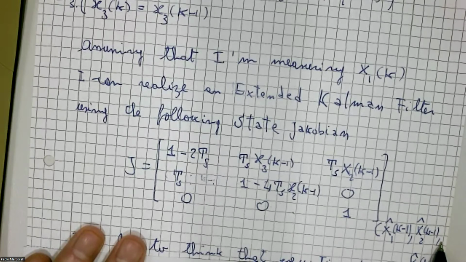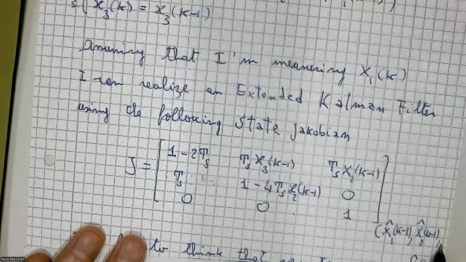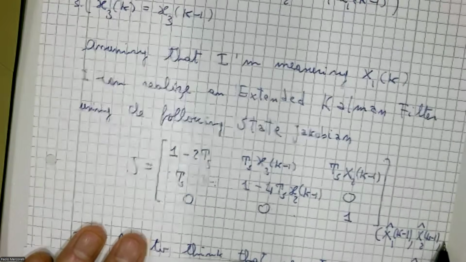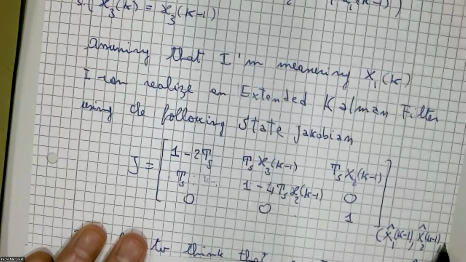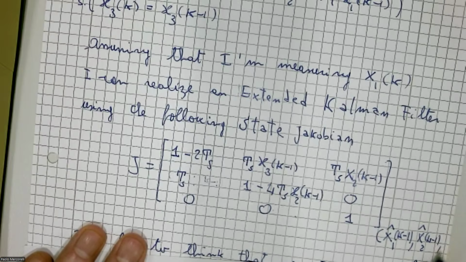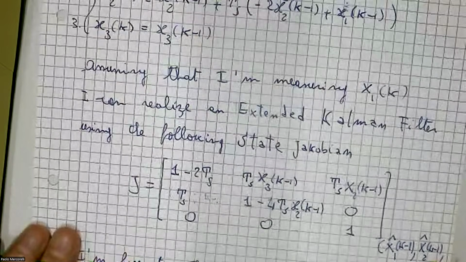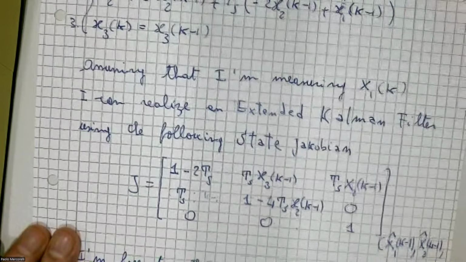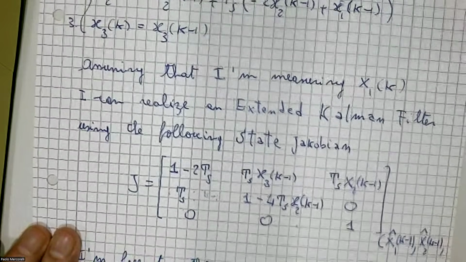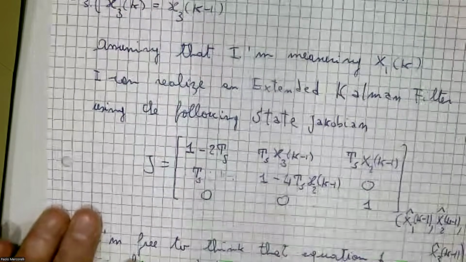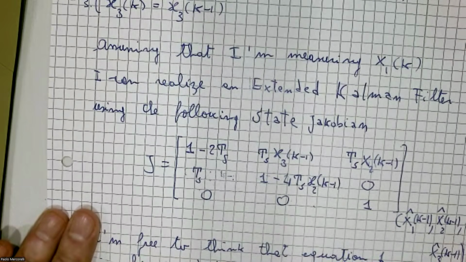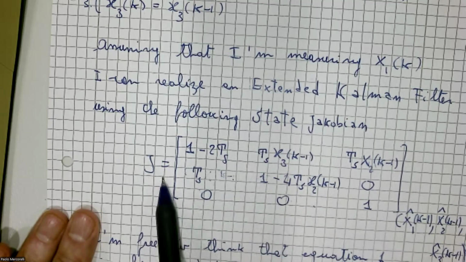It's not visible, but we also have u of k minus 1. It's not visible because I don't have space, but the comma indicates u of k minus 1. Excuse me, x3 of k minus 1, and I forgot to write u of k minus 1 because it could appear. In this case, it doesn't appear. Excuse me, I am a little bit confused.